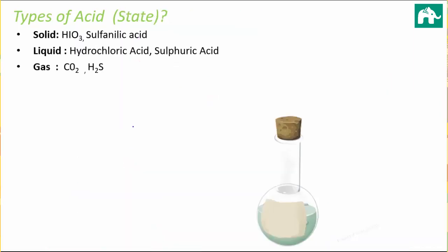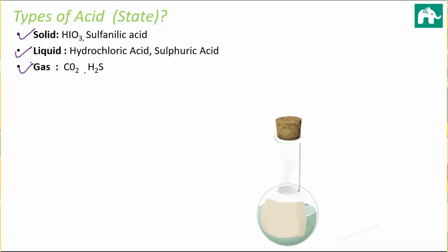Just like we have 3 states of matter, in a similar way we also classify acids into 3 types based on their state: solid acids, liquid acids and gaseous acids. Examples of solid acids are HIO3 and sulfanilic acid. Liquid acids are hydrochloric acid and sulfuric acid, and gas acids are carbon dioxide and H2S. These are all examples of acids in gaseous form.